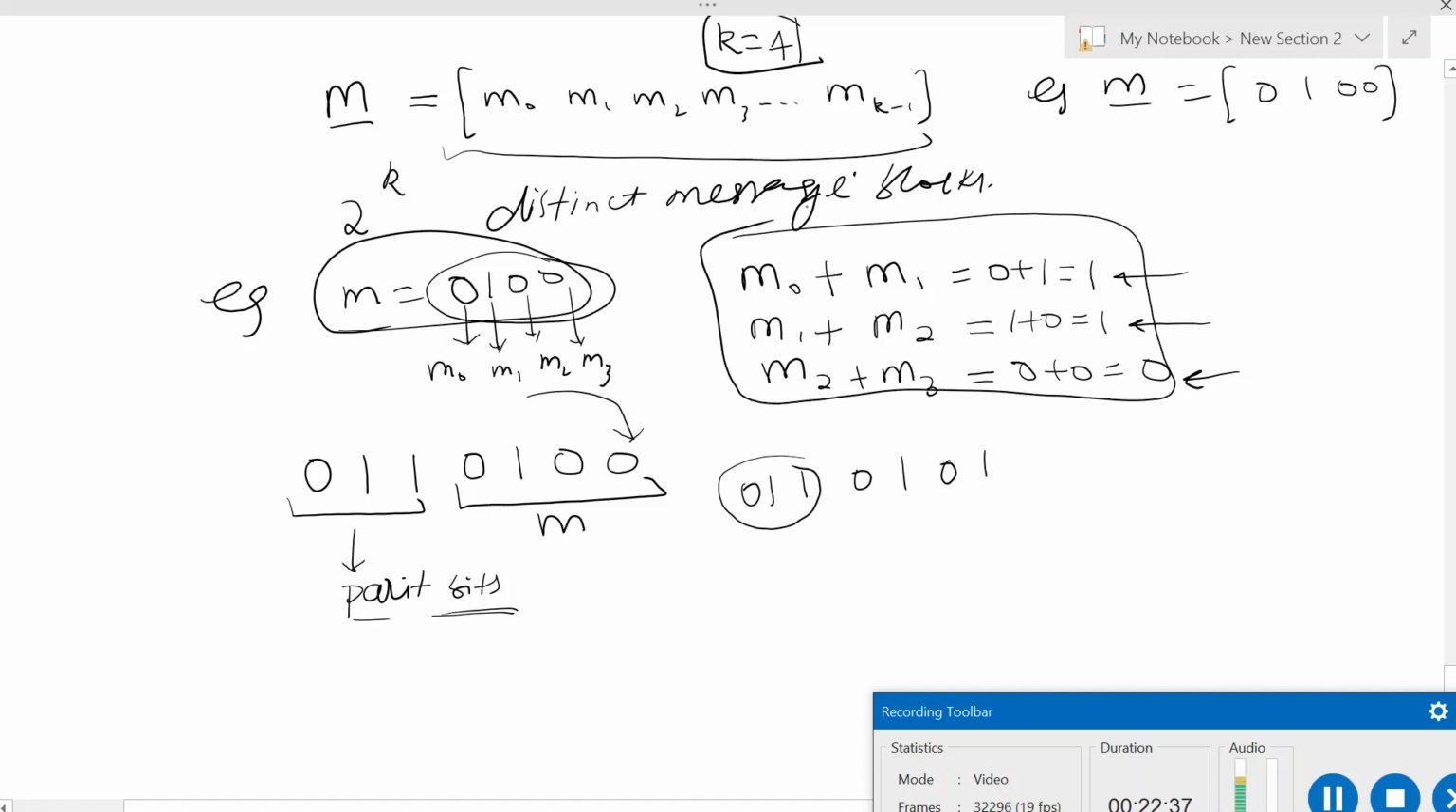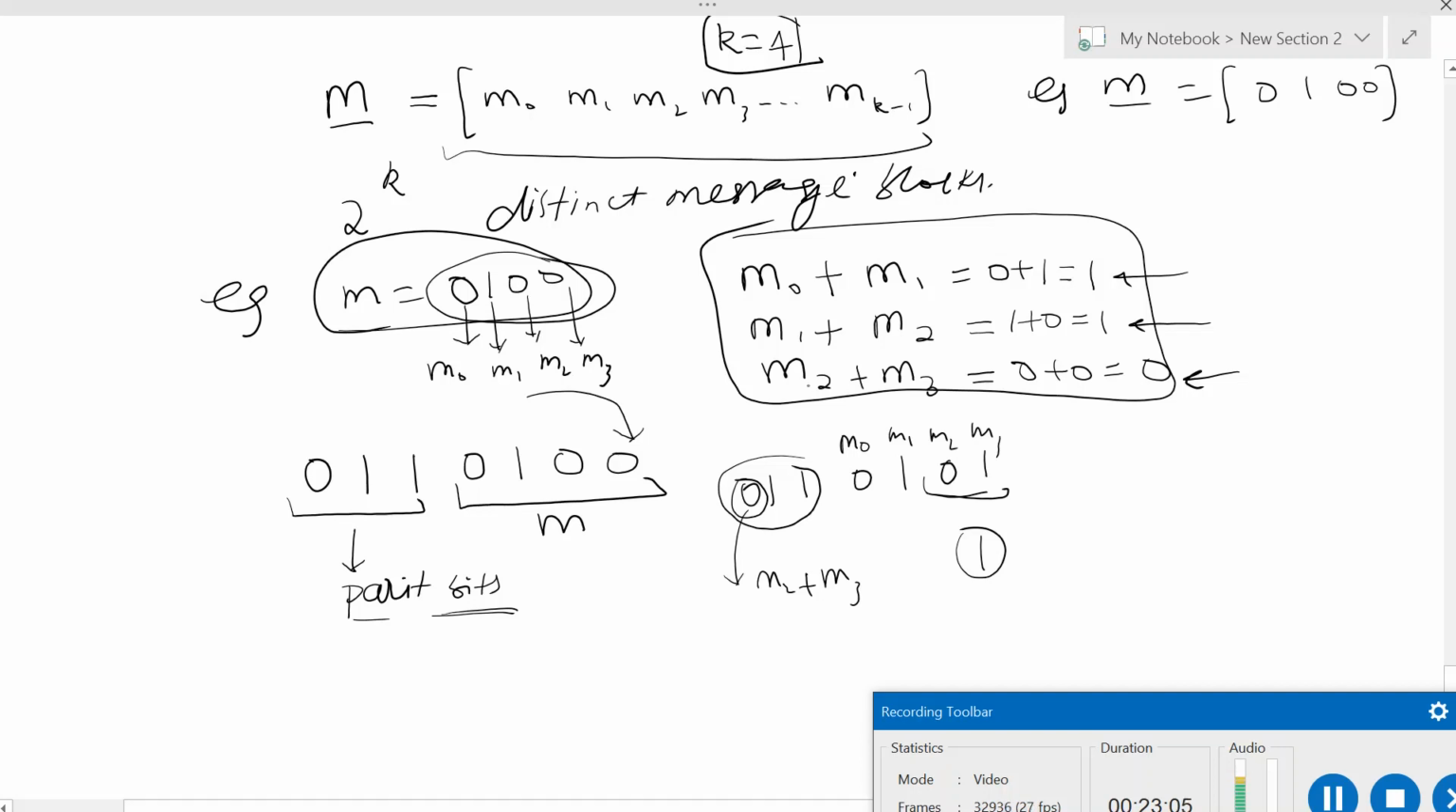So receiver can easily do. So this 0 is generated by taking m2 plus m3. So this is m0, m1, m2, m3. Now if you take here m2 plus m3, that is 1, but here it is 0. So even at this point, receiver comes to a conclusion that there is an error. It has detected the error.